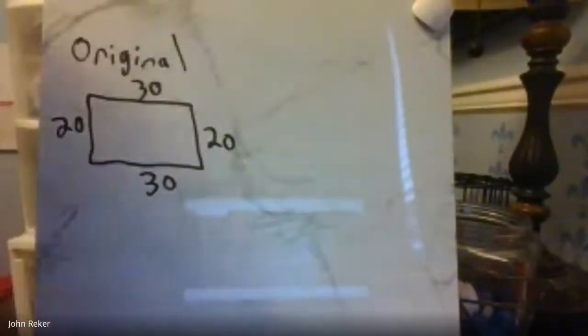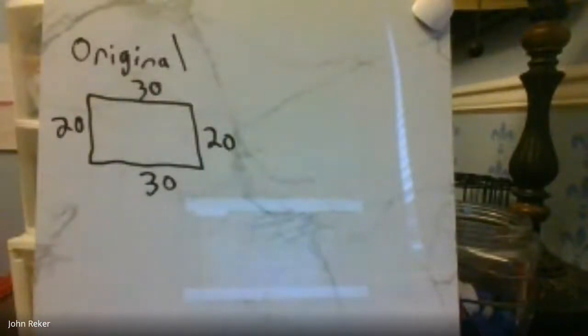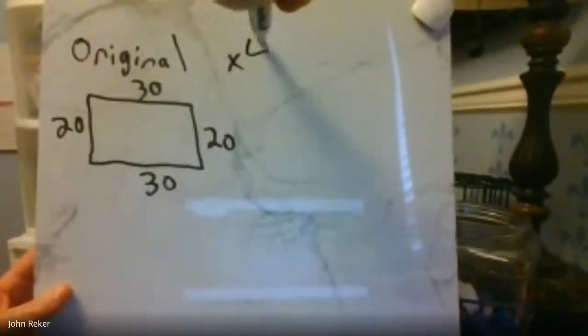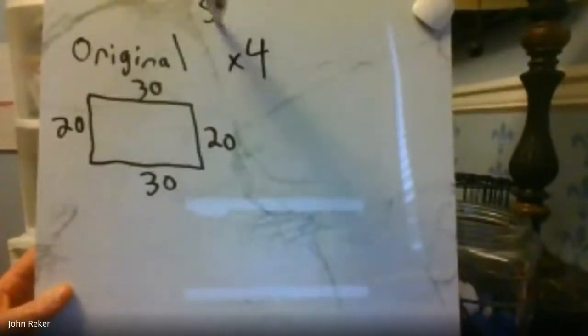30, not 20. Come on, Mr. Eaker. You're a math teacher. Now, I want to scale my figure by something. All right, well, my favorite number is 4. So I'm going to take all these sides, my original times 4. That's my scale factor.